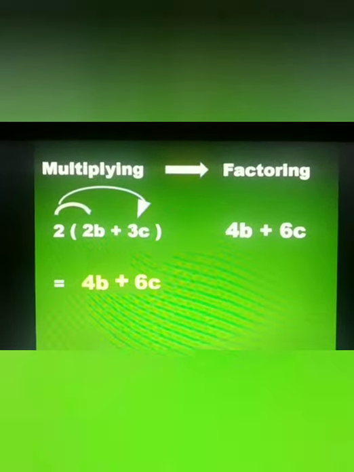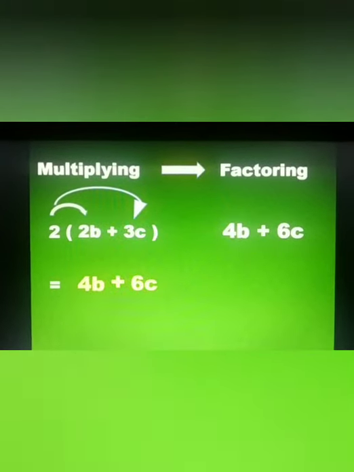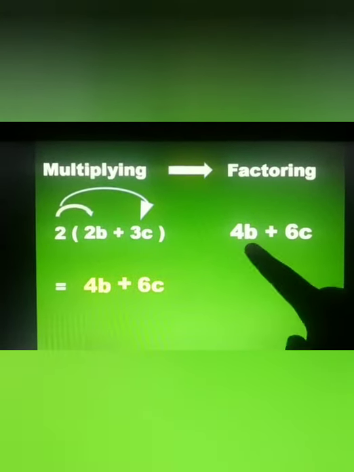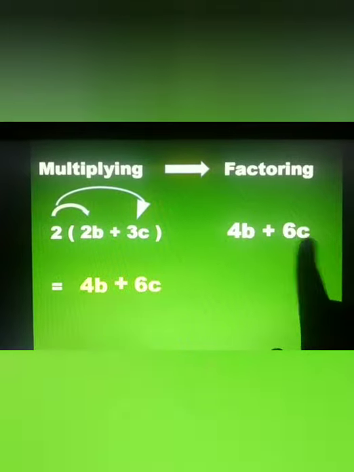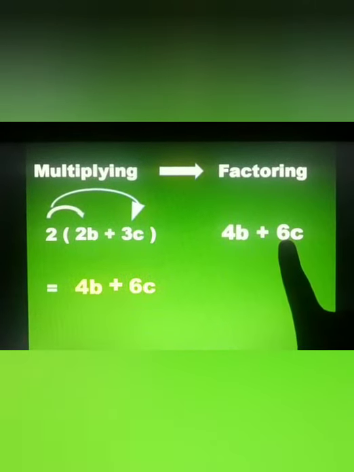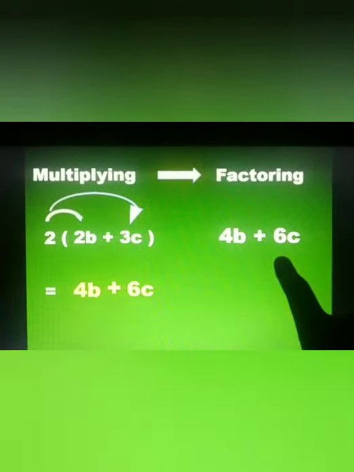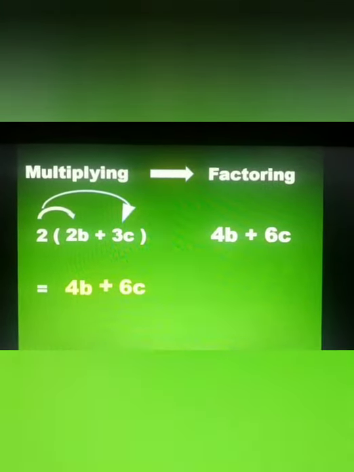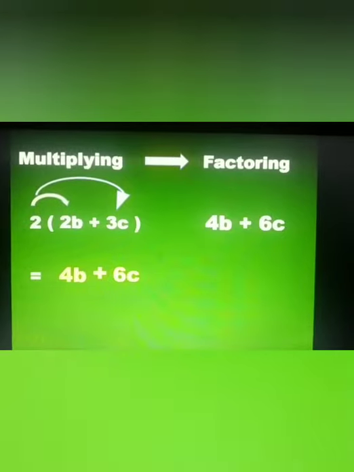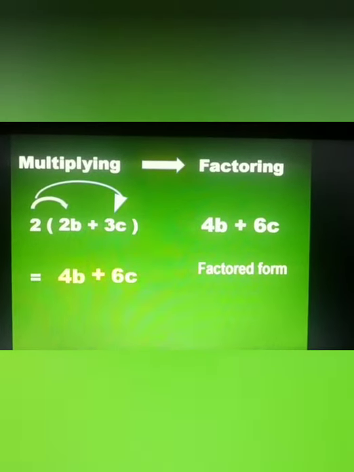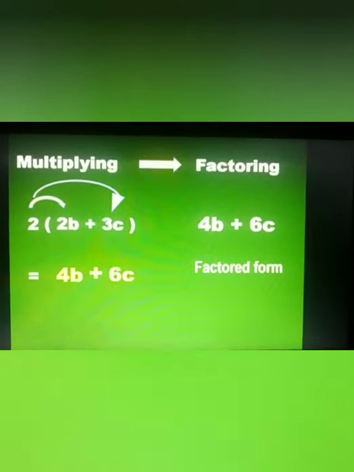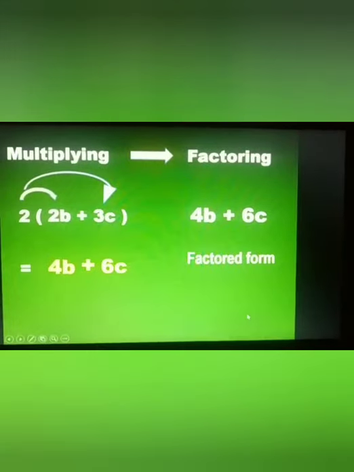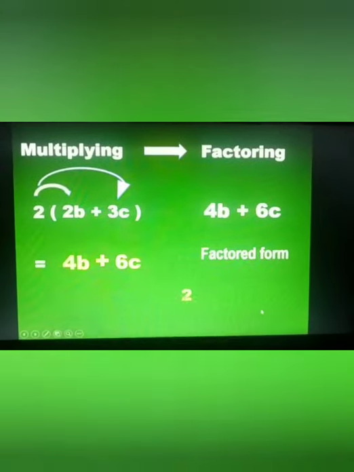We use greatest common monomial factoring. In using that, I have to think of a number, the biggest number that I can divide from 4 and 6. Ano nga number ang pwede ma-divide sa 4b kag 6c? Sa 4 na lang b kag 6. That is 2. So, the factored form of this 4b plus 6c is, ang ako nga GCMF is 2.